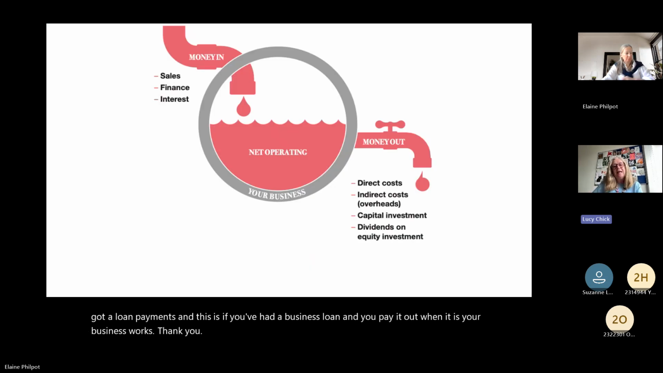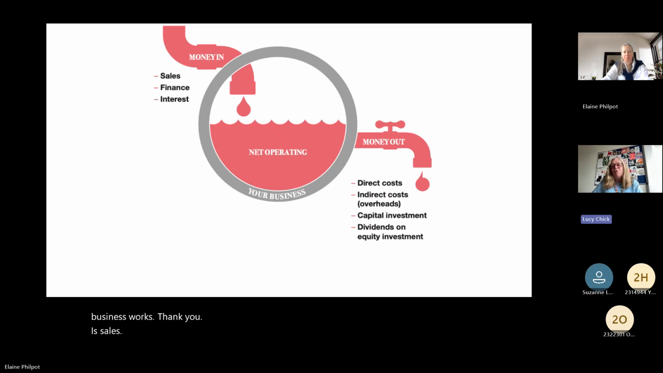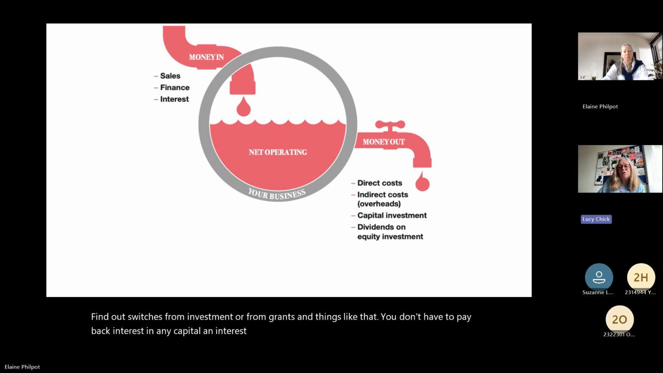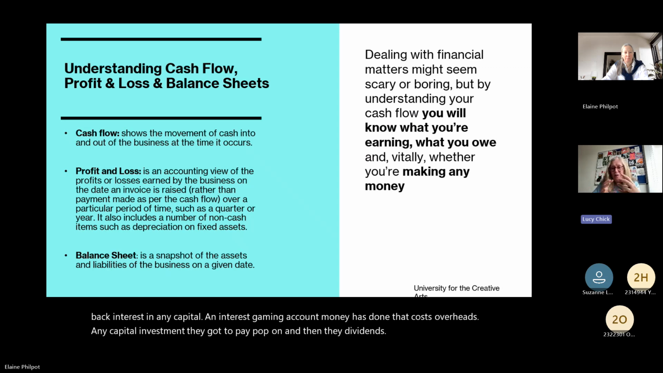So the money in is sales, finance, which is from investment or from grants and things like that, which you don't have to pay back, and interest on any capital that you've got in an interest gaining account. Money out is direct costs, overheads, any capital investment you've got to pay back on, and any dividends. And what's in the middle is what you need to make your business run.